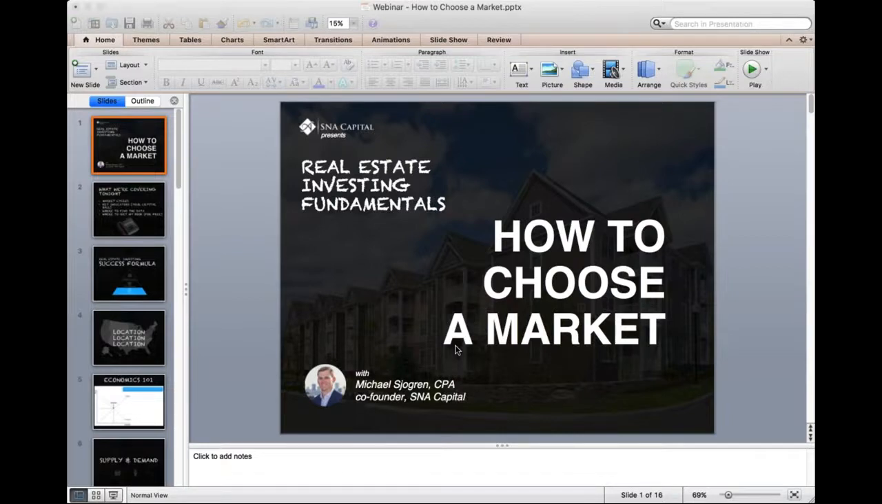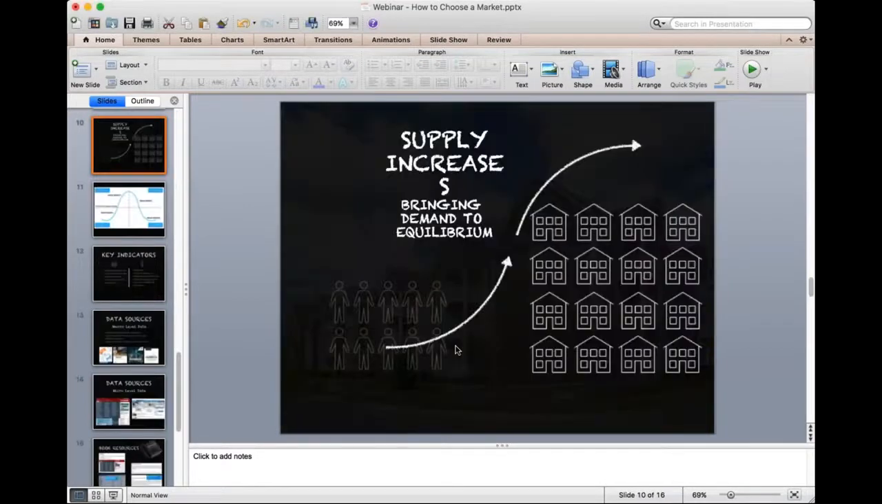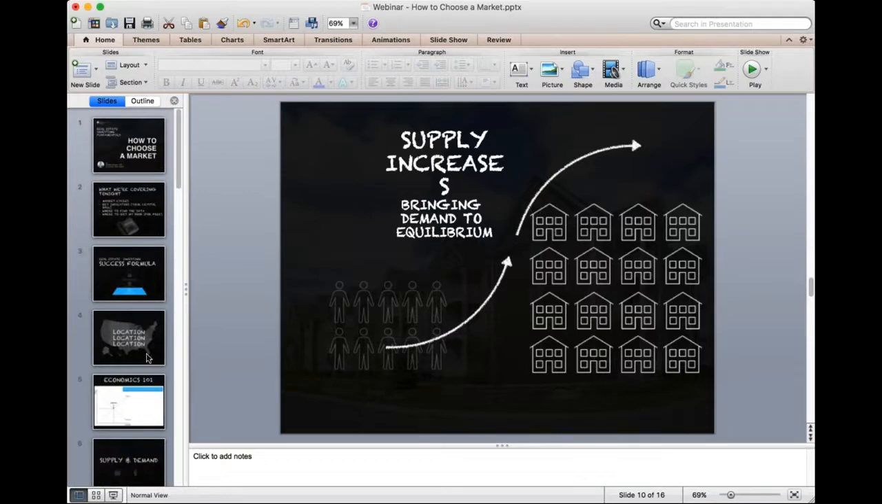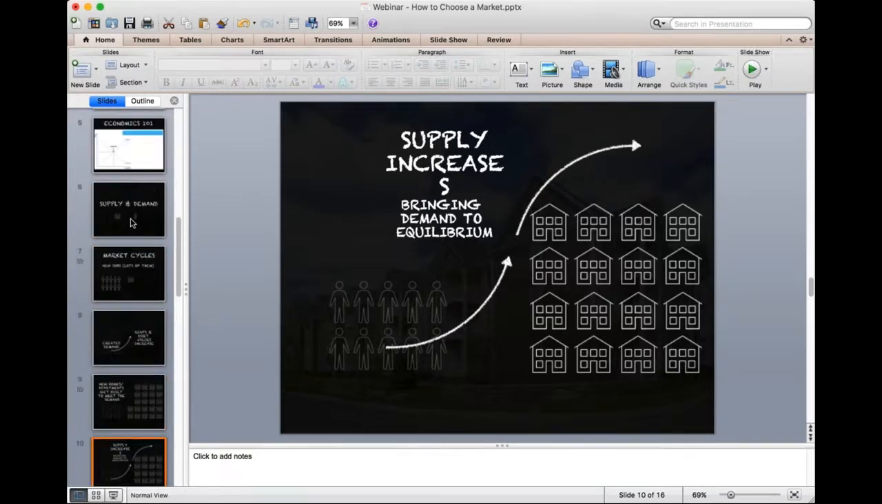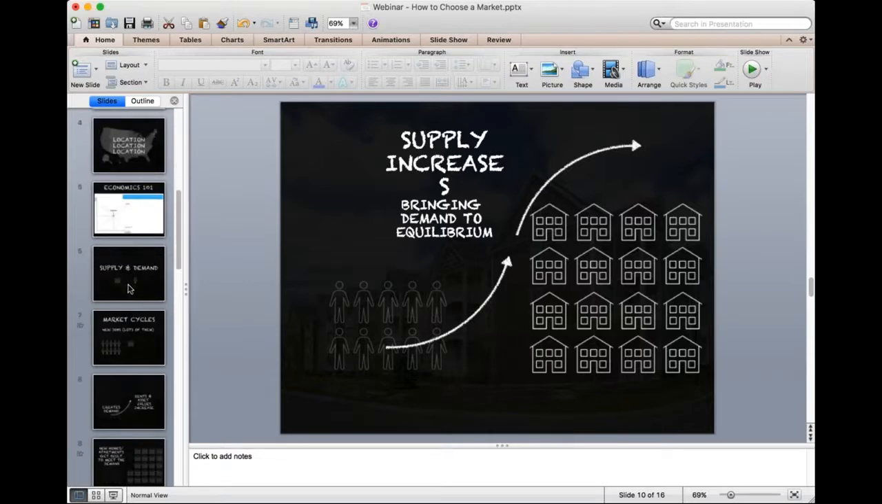Because if somebody doesn't go ahead, Gary. Hey, Mike. It might be the view you're in, but your slides, at least for everybody that we're seeing, you're still on slide one. Oh, really? On your presentation. Oh, yes. Man. So I wonder, there it goes. Bingo. It just changed to supply increase, bringing demand to equilibrium.